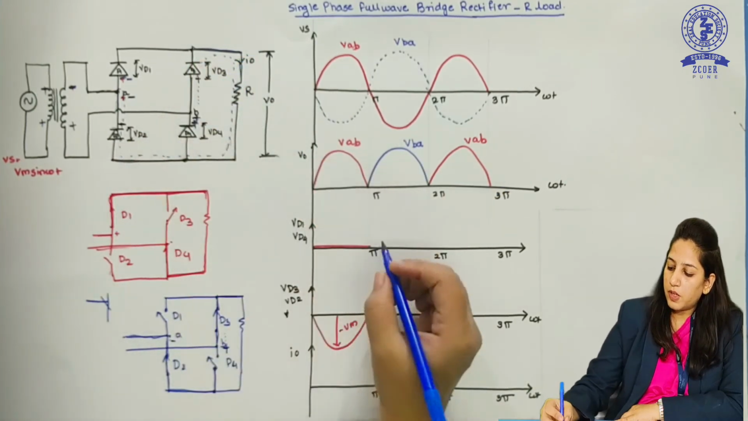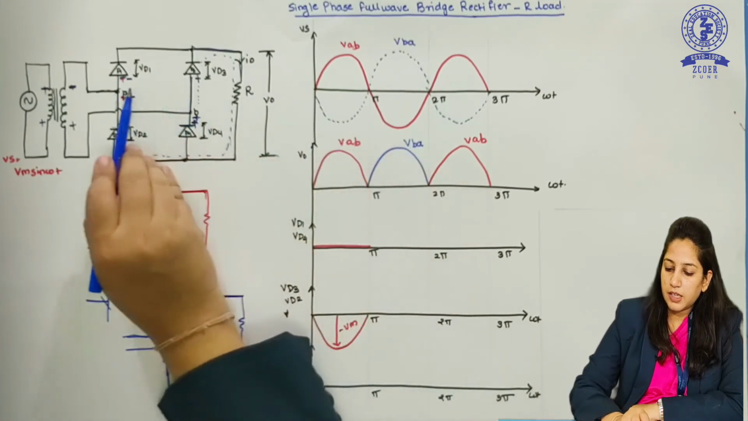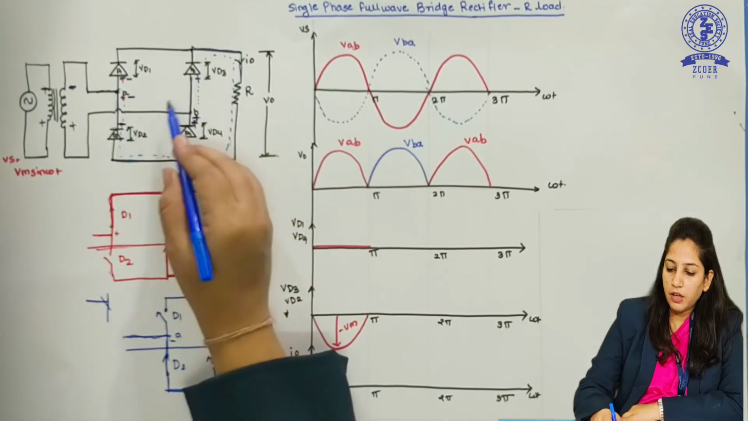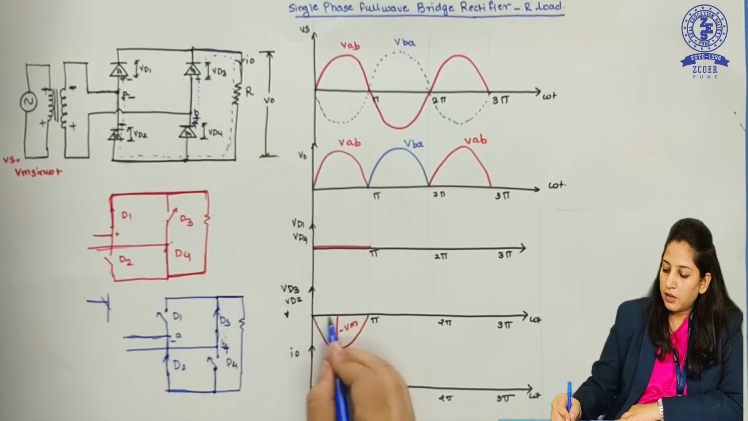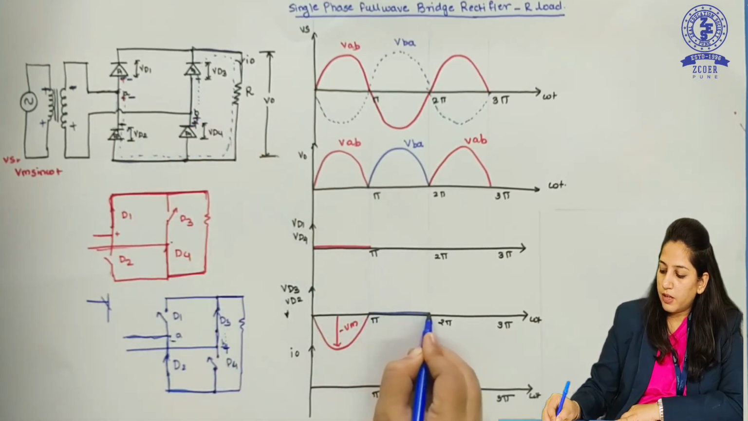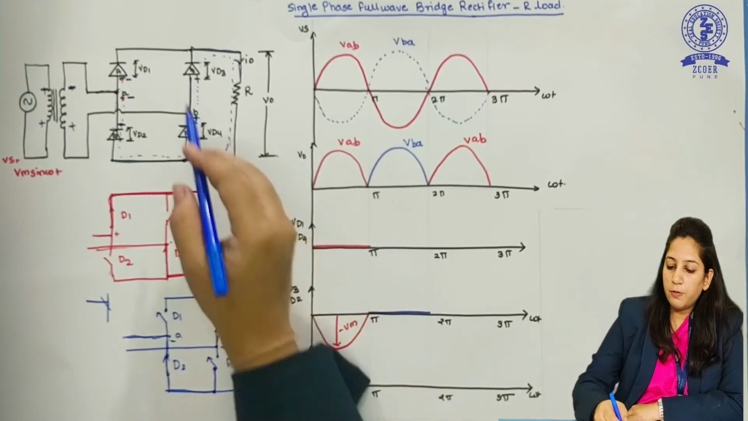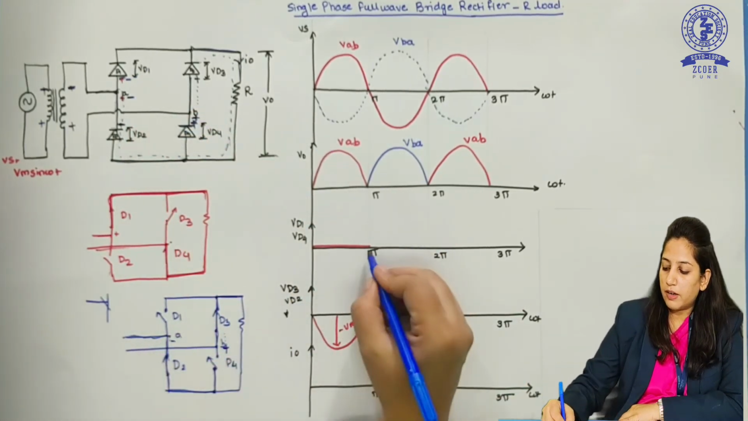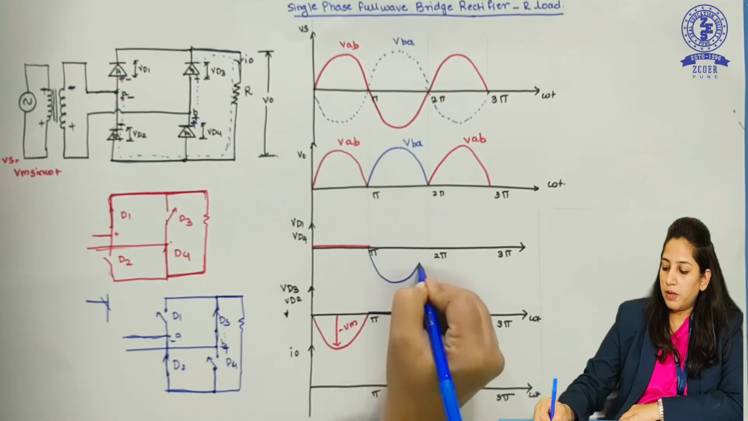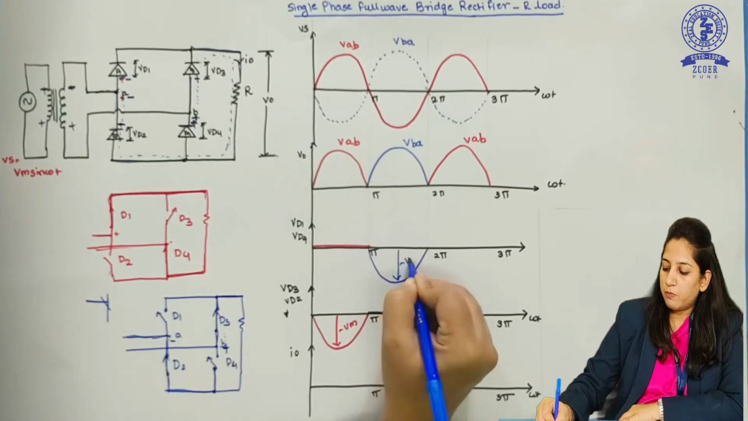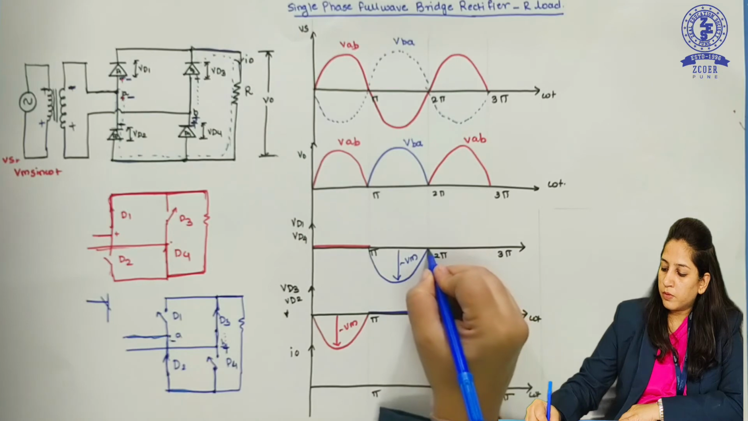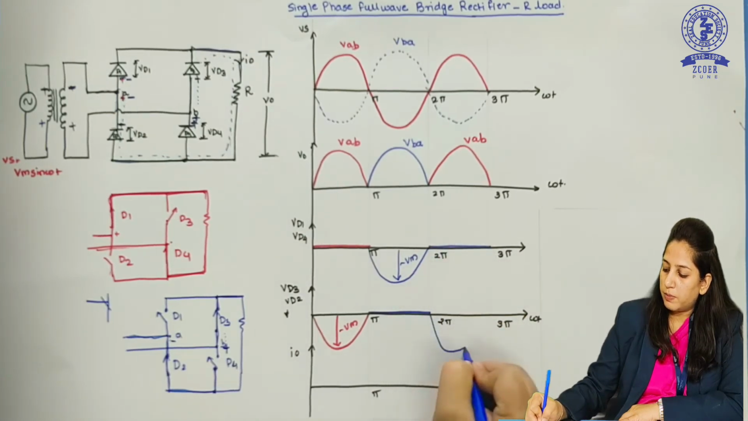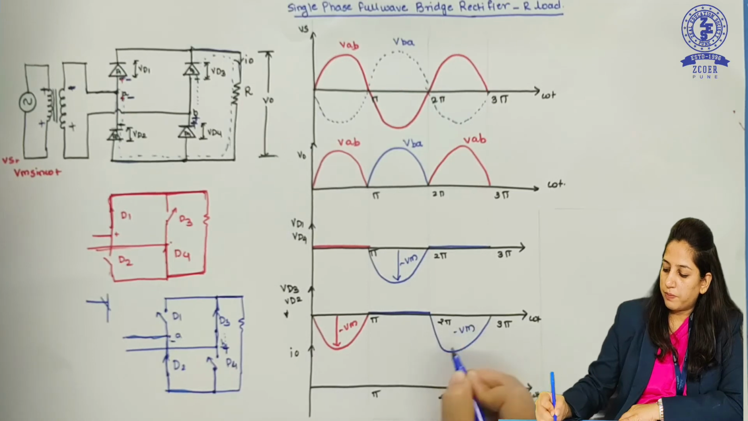Now observe here, when VBA is conducting, it means D3 and D2 are conducting. D3 and D2 conducting means at that time voltage across the diode will be 0, and D1 and D4 are open switches, they are not conducting, so there will be minus Vm voltage across them. For the rest of the cycle again it will be 0, here it will be minus Vm.